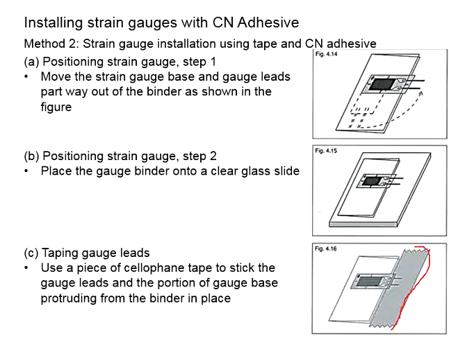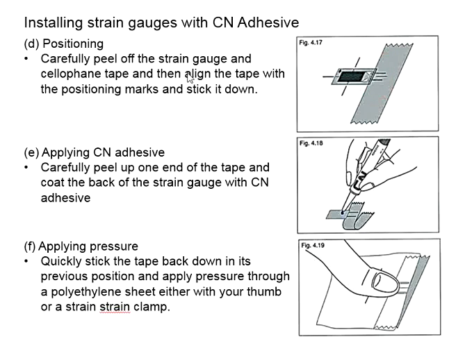Now, carefully peel off the cellophane tape from the glass. Take out the strain gauge. The strain gauge should come together with the cellophane tape. Then align the tape with the positioning marks and stick it down onto the surface of the test specimen. You hold onto the cellophane tape and align it properly to fit the crossing marks which you have indicated earlier. In this entire process, you do not need to touch the strain gauge.